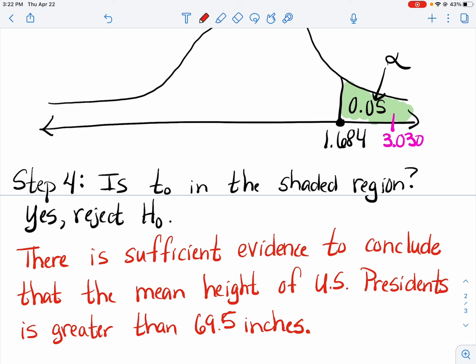Now, at any point in the video, if I move on and you've not finished copying the notes, pause the video, finish copying what you need to, and then restart the video.